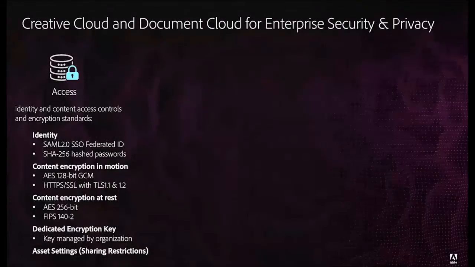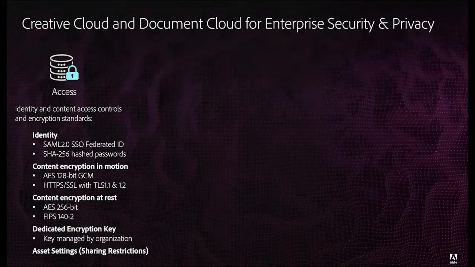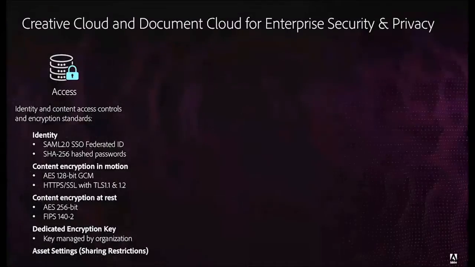In essence, every single CCE customer gets AES 128-bit GCM encryption over TLS 1.2 for content in motion, and AES 256-bit server-side encryption for content at rest. They can log into a CCE using their standard corporate identity system, such as an Active Directory over SAML 2.0.